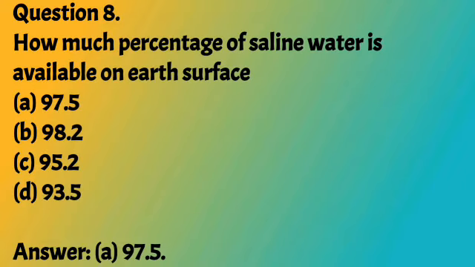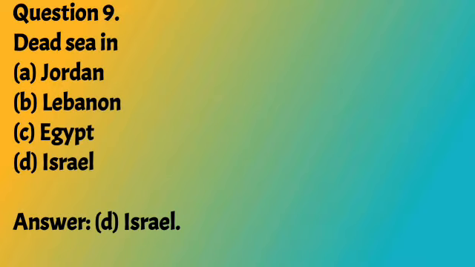Question 8. How much percentage of saline water is available on Earth's surface? A. 97.5, B. 98.2, C. 95.2, D. 93.5. Answer A. 97.5.